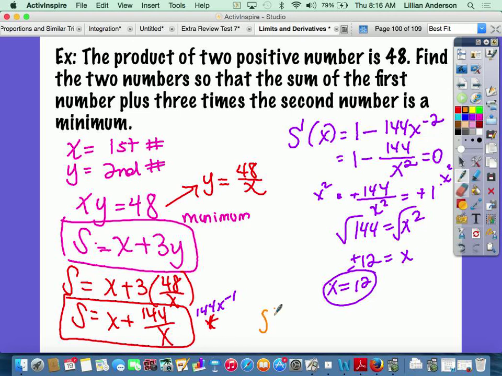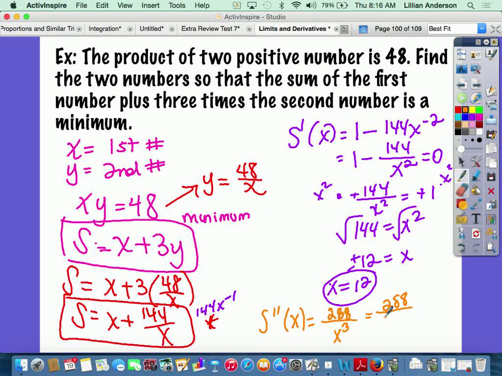So the second derivative of s is going to be 288 over x cubed. Now, if you're wondering where's the work for that, well, I'm running out of space, as you can see, so I want you to find the second derivative on your own. But I promise you it should be 288 over x cubed. All right? So then I'm going to plug in 12.